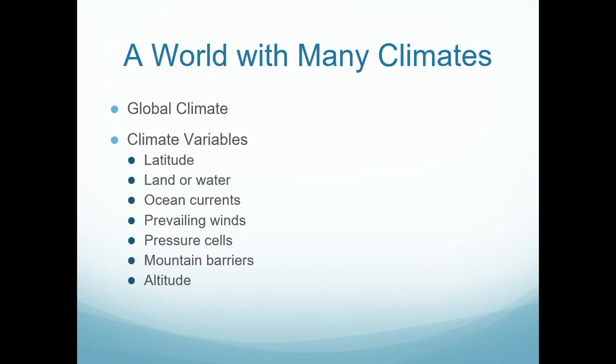So we have lots of different climates. It is impossible to even finish numbering the different types of climates that our Earth has. Everywhere you go has a different climate. Even going from one house to a different house has a different climate. But we can make general categorizations, general ways to identify one climate from another. The main variables that help us to do that are latitude, land versus water, ocean currents, prevailing winds, pressure cells, mountain barriers, altitude, and there are a whole lot of other variables that help distinguish one climate from another.